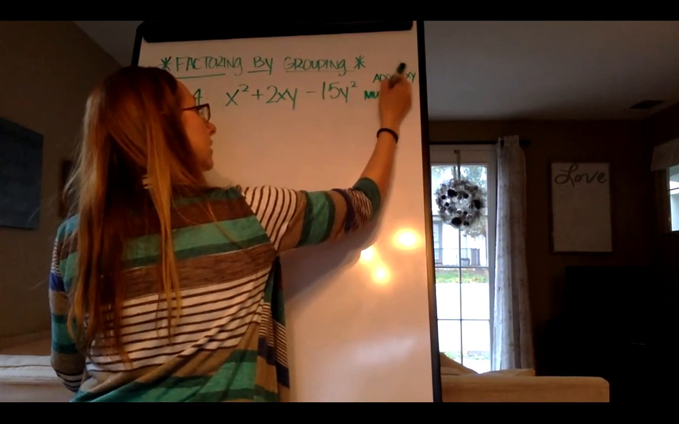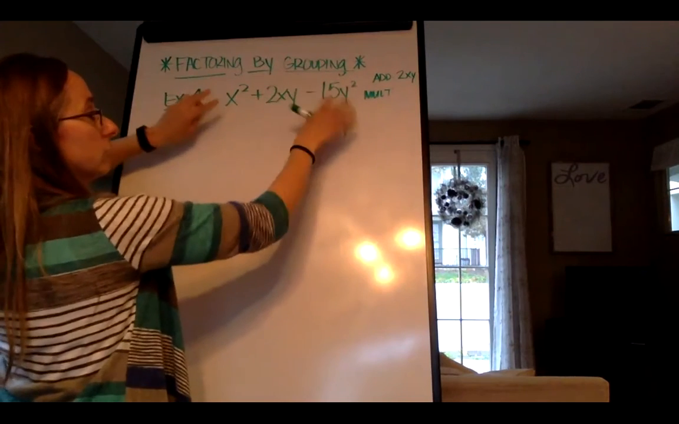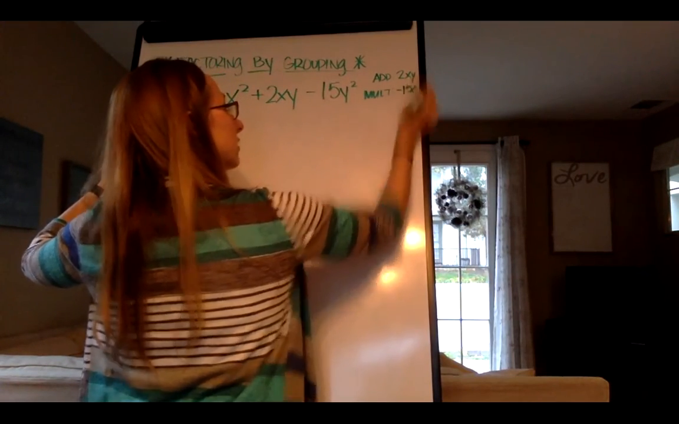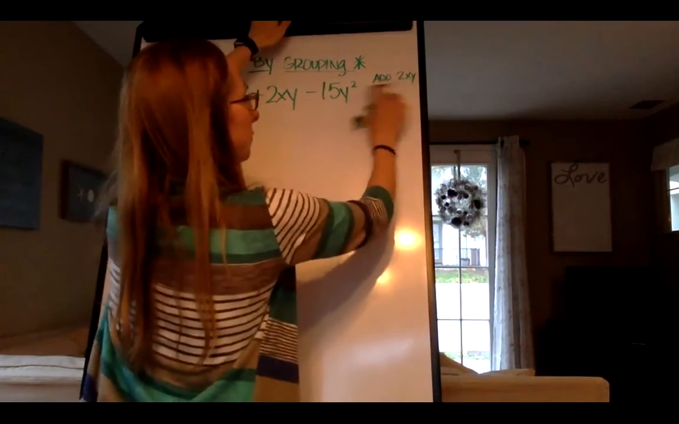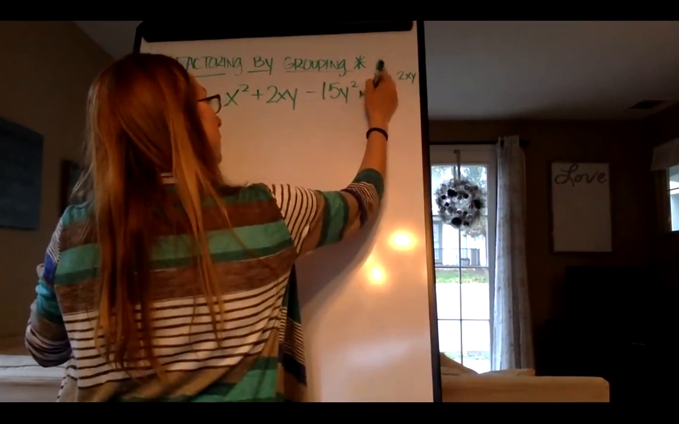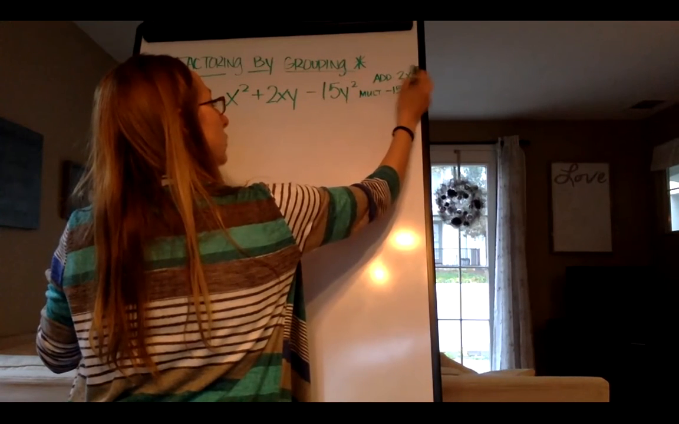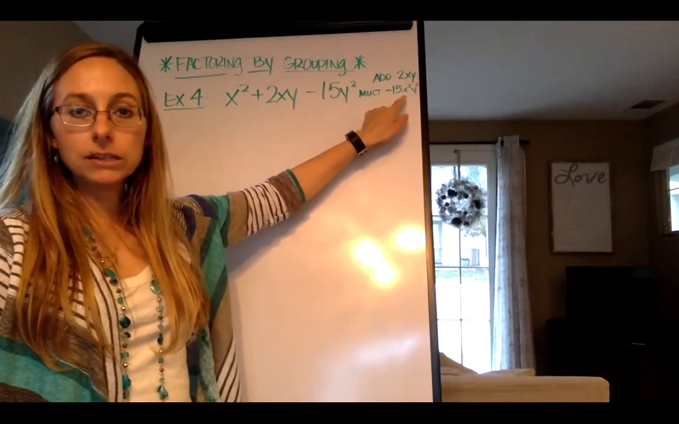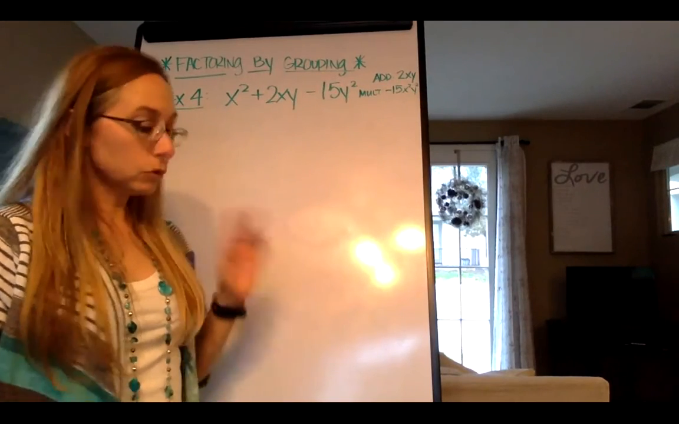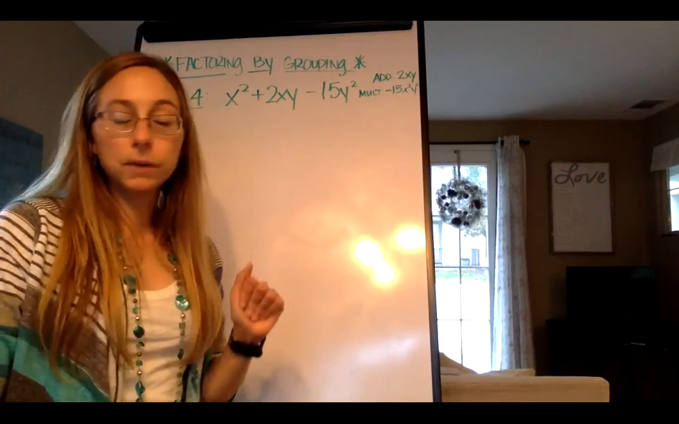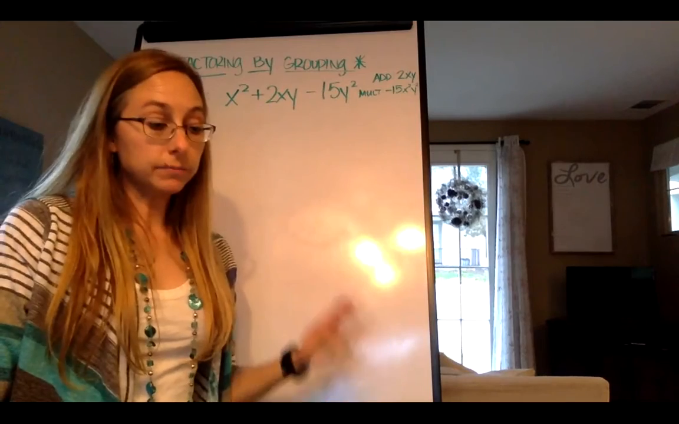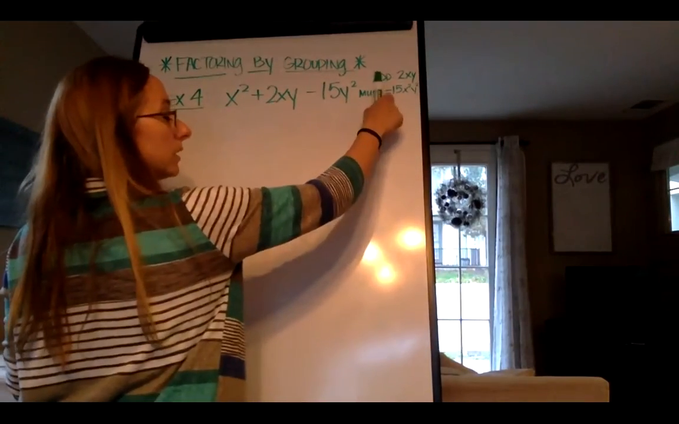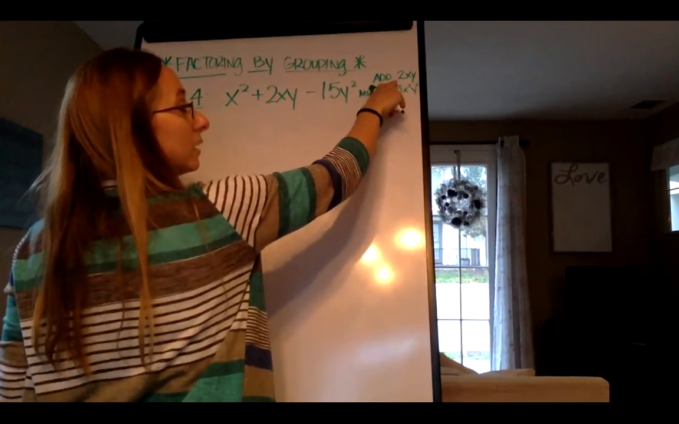And it has to multiply to the product of the two outer terms. So negative 15y squared times x squared is negative 15x squared y squared. So we want to multiply to negative 15x squared y squared. So again, it has to add up to 2xy, multiply to negative 15x squared y squared. Okay, so two numbers that multiply to negative 15 that add up to positive 2. Multiples of 15, 5 and 3. Can we get a 2 from a 5 and a 3? Yes, we can. So the product has to be negative, so one of them has to be negative. When we add them, it has to be positive.